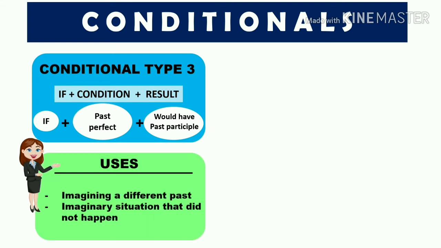We use conditional type 3 for imagining a different past. It is already the past, what's done is done, but we're imagining it in another scenario. So we put the imaginary sentence, an imaginary situation that did not happen.